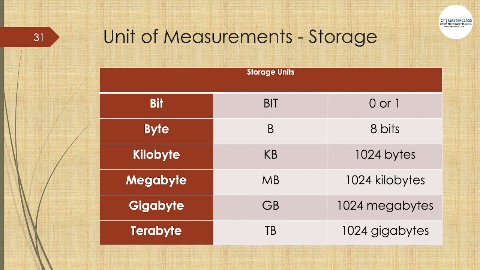Then megabyte now means it's going to be 1 million characters that will make 1 megabyte. Gigabyte, the same thing, multiples of 10, 10, 10, 10, 10. Terabyte, multiples of 10, 10, 10, 10, 10. Okay, so now the next concept that I want us to look at is image.